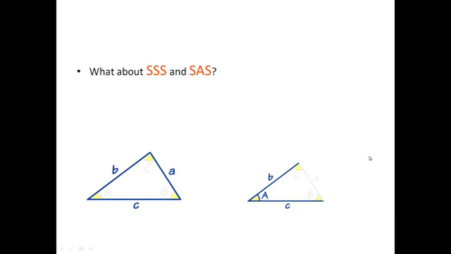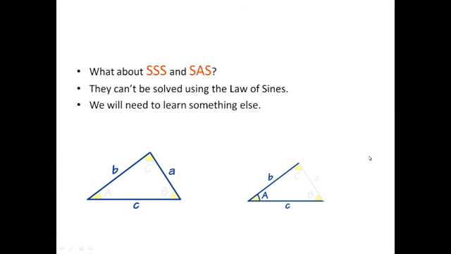Okay, so far today we've been solving ASA triangles, we've been solving AAS triangles, and we've been solving SSA triangles. Well, what about SSS and SAS? Well, those triangles don't give us enough information to use the law of sines. So what we're going to be doing is doing law of cosines next time I see you.